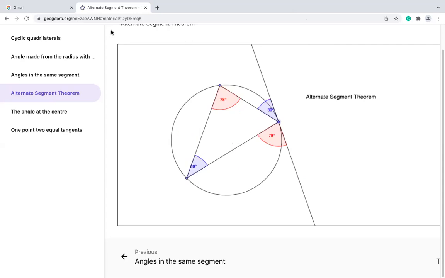So these are the background information about the circle theorems. Now let's do some problem practice.